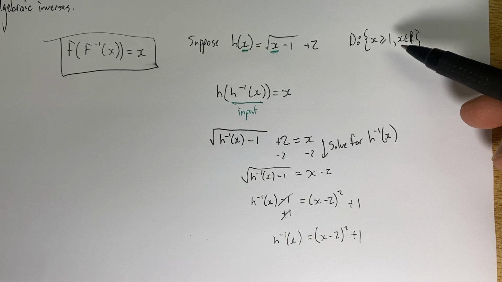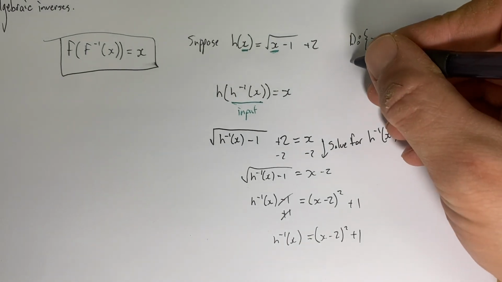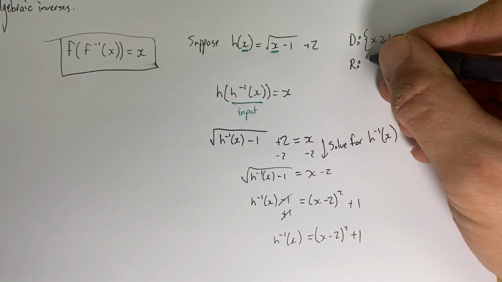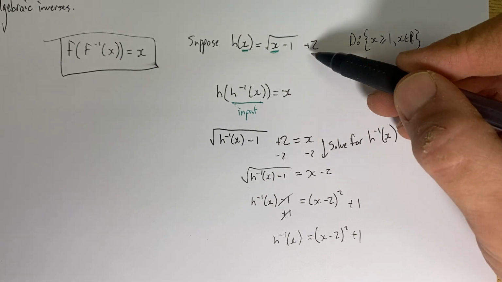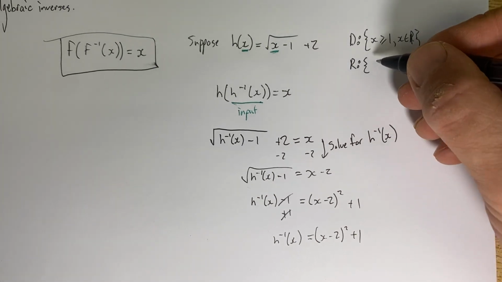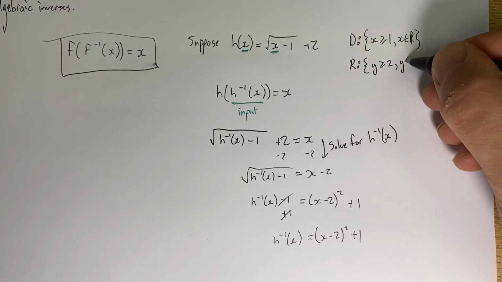And so that domain is going to create a particular range. The range on this particular function, its smallest possible value is going to be when this is equal to 0. So 0 plus 2 is 2. So my range is y is greater than or equal to 2, and y is an element of the reals.